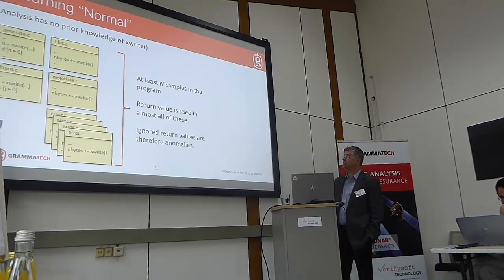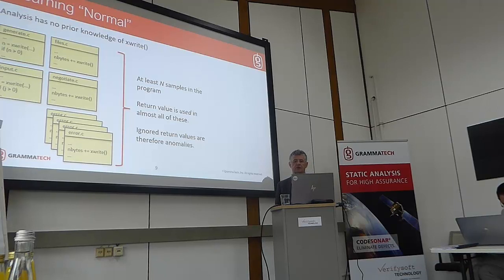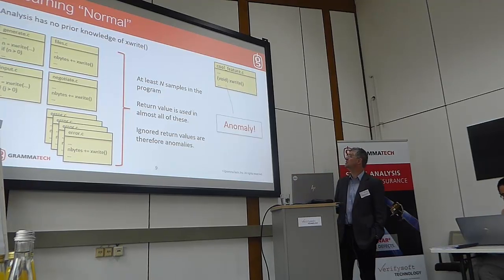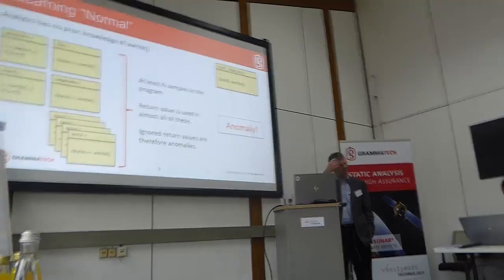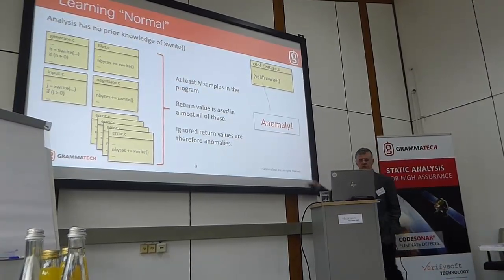So if you have at least some baseline number of samples in your program, and you notice that the return value is used in almost all of those, then places where you don't use the return value are anomalies. So if you see something like this, you think, this isn't like the other things. Maybe there's something wrong here.